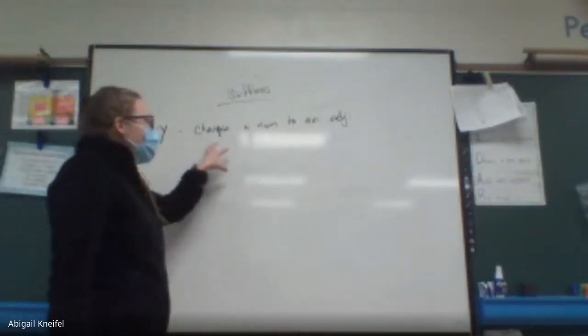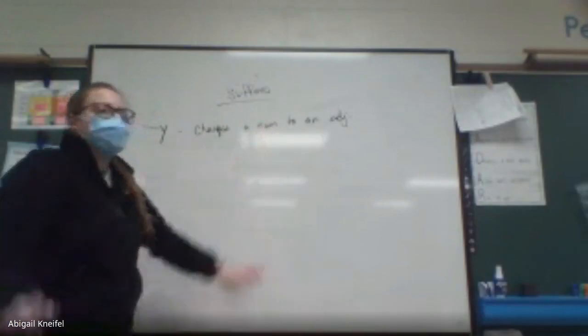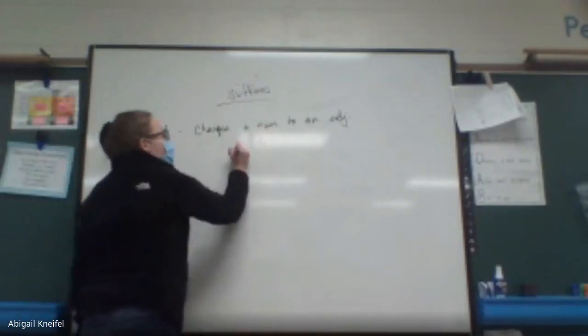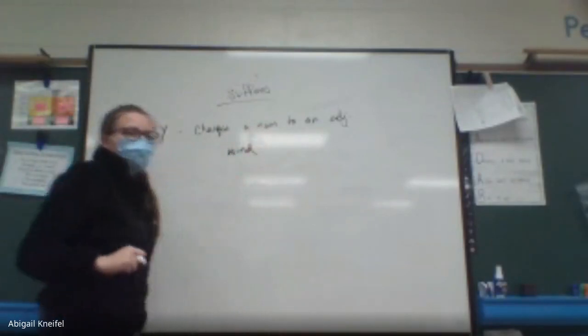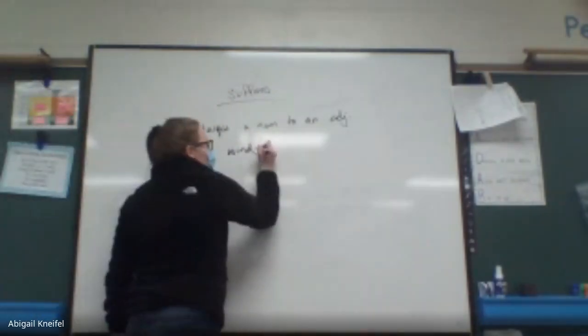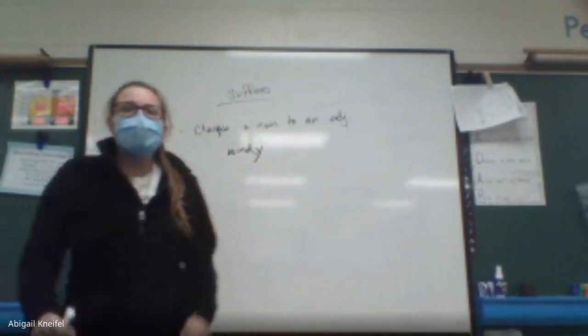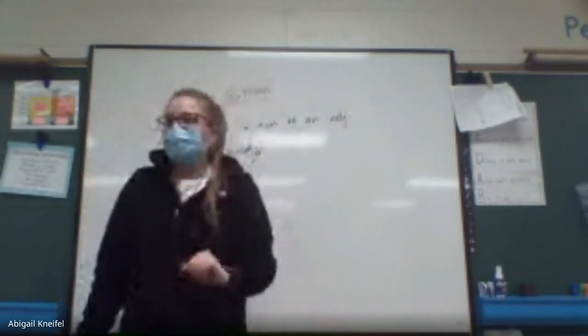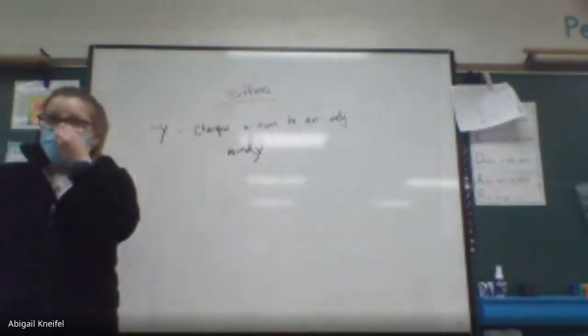So if we add a Y to something, it goes from a noun to an adjective. So let me show you. Wind is a thing, right? It's a thing. I mean, we can't physically see it, but wind is a thing. But if I add the suffix Y, now it's a descriptive word because I can say that's windy. Okay? So someone give me a noun that I can add a Y to.